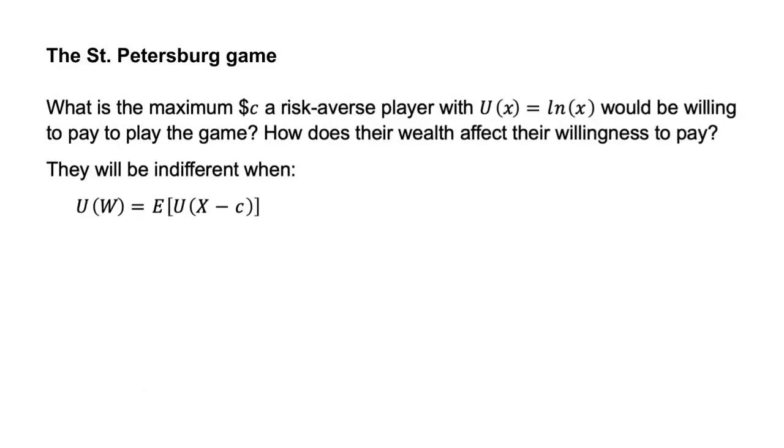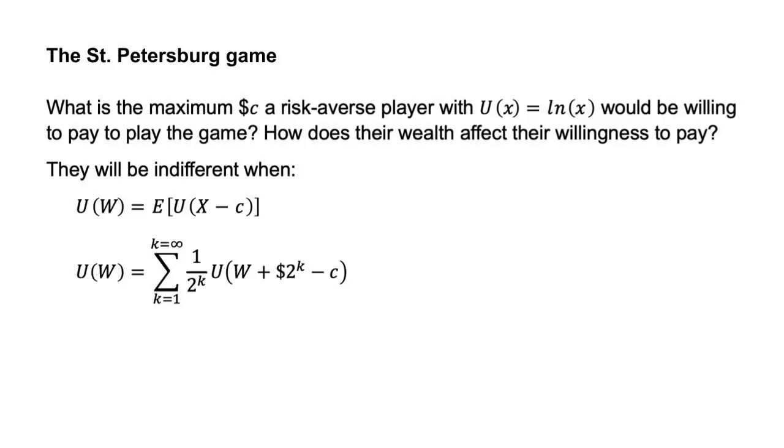What is the maximum sum a risk-averse player with U of X equals ln X would be willing to pay to play the game? How does their wealth affect their willingness to pay? Again, we will determine at what C the player is indifferent between accepting and rejecting a chance to play, which occurs when U of W equals E of U of X minus C.